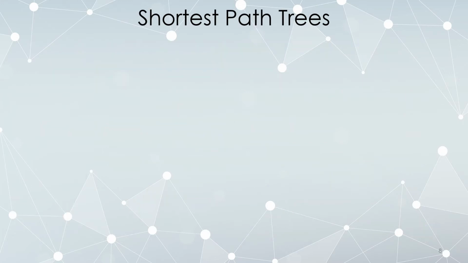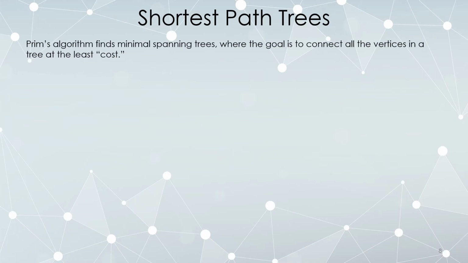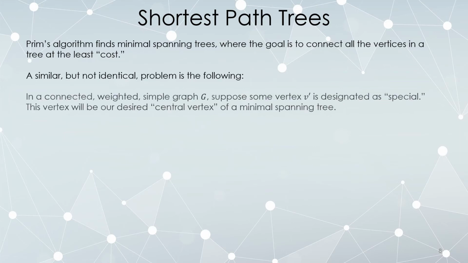What about shortest path trees? So Prim's algorithm finds a minimal spanning tree, and the goal is to connect all the vertices with the lowest cost. So here's a problem that's similar, but not actually the same. At first, it almost seems like it is. We have a connected weighted simple graph G, and one vertex is designated as the special one. That's like our central vertex or our home base.